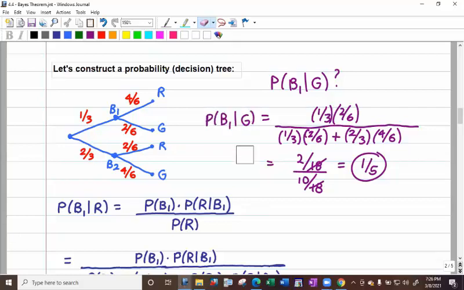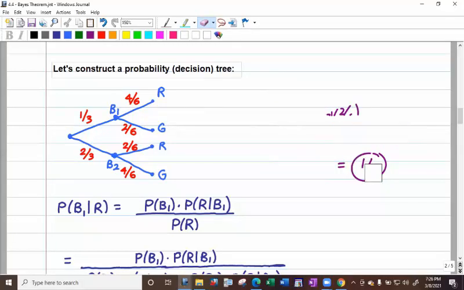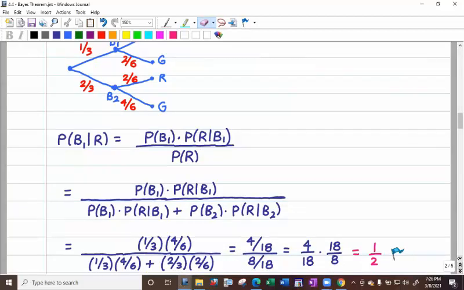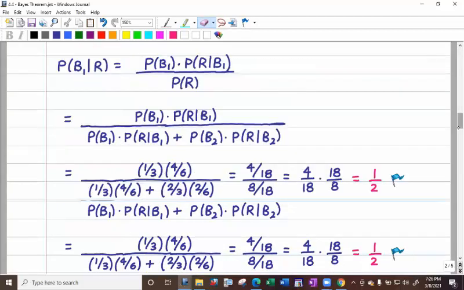Just to let you know, if B1 given green is 1 over 5, then B2 given green would have to be 4 over 5 because they would have to add up to 1. The other two were 1/2 and 1/2, so they did. You could work out B2 given G yourself, just make sure you got 4 over 5. It would definitely be 4 over 5 without having to work it out because the only way you're getting to B2 is either red or green. There's no other options. Now, if we expanded this out, that'd be a different story.